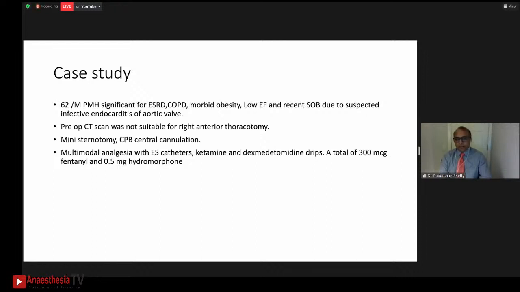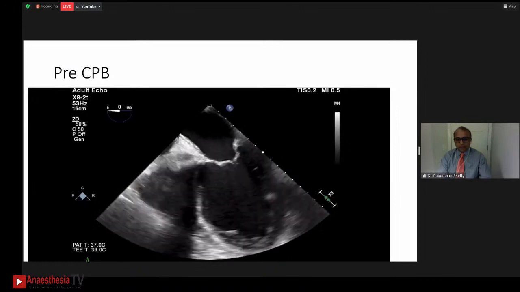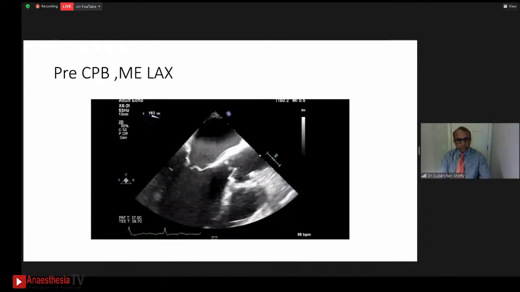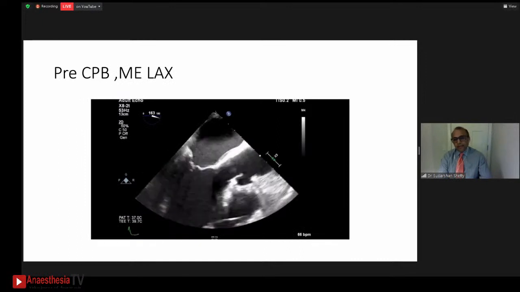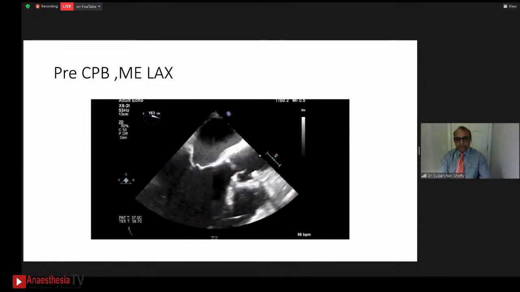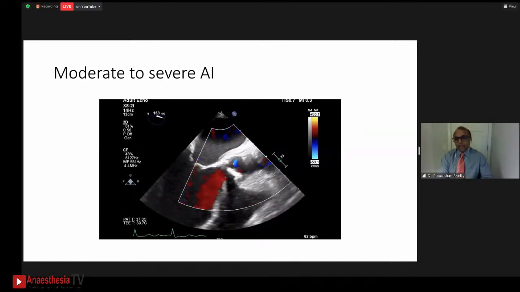He got multimodal analgesia with erector spinae, ketamine, Precedex. We gave only about 300 mics of fentanyl for the 6-hour procedure, along with 0.5 milligram of hydromorphone. Some images from that patient. So as you can see, the EF is not that great. And the aorta is slightly dilated there. And this is where you see the regurgitation, moderate regurgitation, which was worse in the preoperative transthoracic echo.